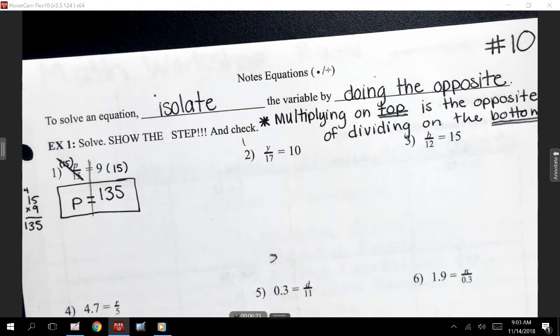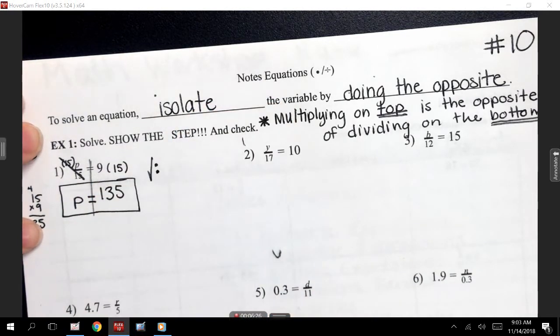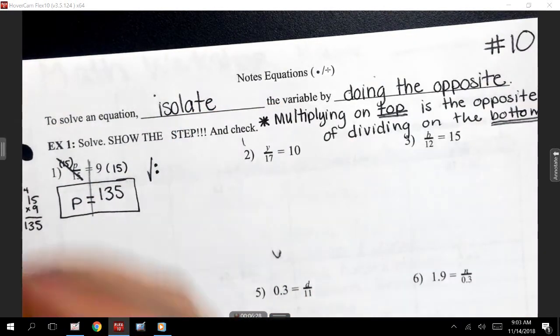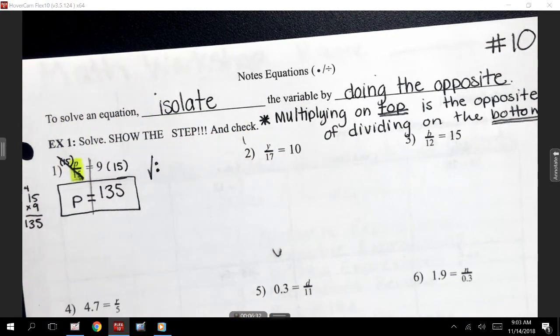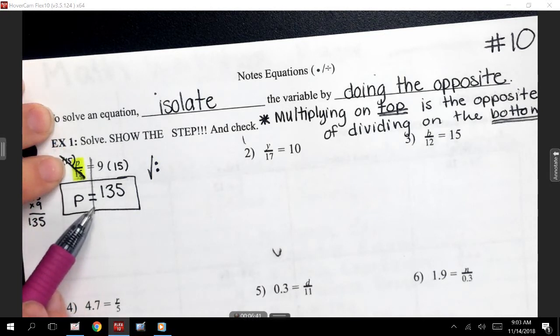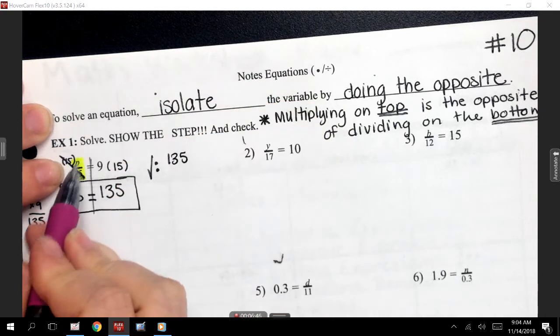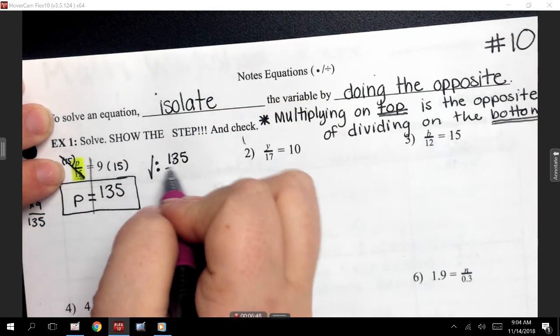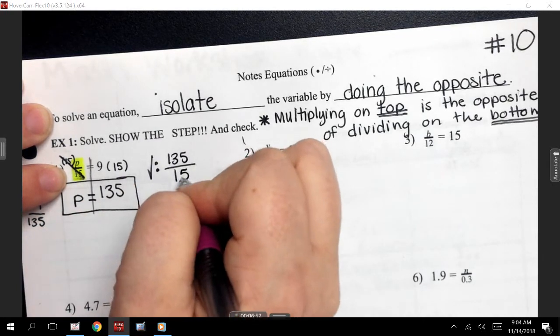Okay. We do still need to check. So when I check it, guys, remember when you check it, you're looking at the original problem. Y'all see right there what I highlighted? It says P over 15. That's what it originally said, right? Now, what did I just find out P is? Kelly? 135. So I'm going to put 135 on top instead of P, and then I'm going to draw my fraction bar and put divided by 15.